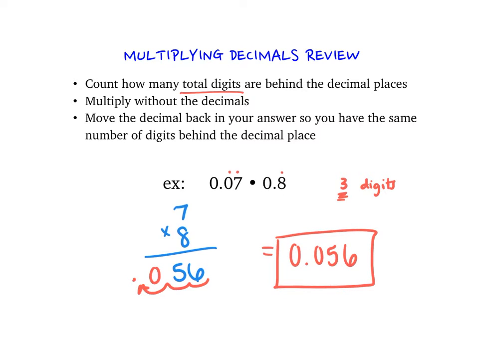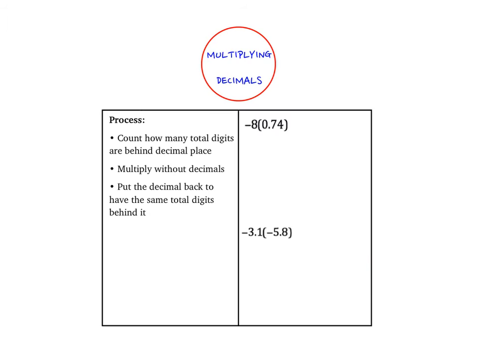Next, we'll look at if we had positives and negatives. The only difference when multiplying positive and negative decimals is to remember your sign rules at the end. The process is still the same. If I was doing -8 times 74/100, I would first count how many total digits I have behind the decimal, which here would be 2. I'm going to keep that in mind for later.